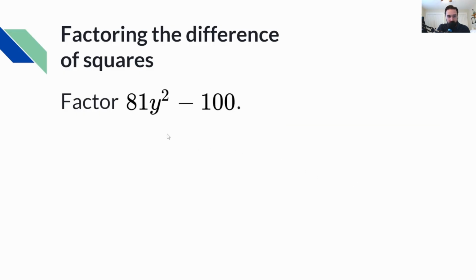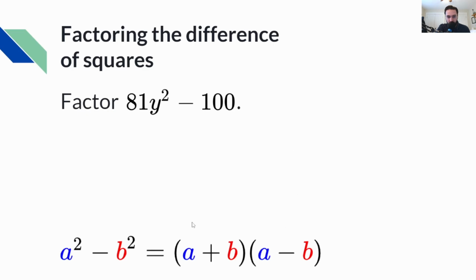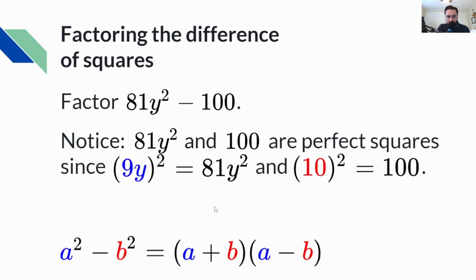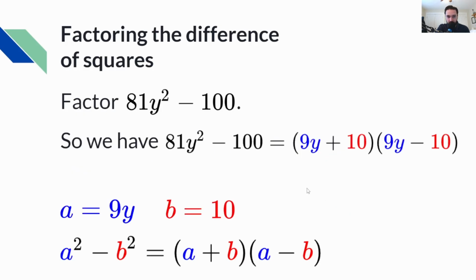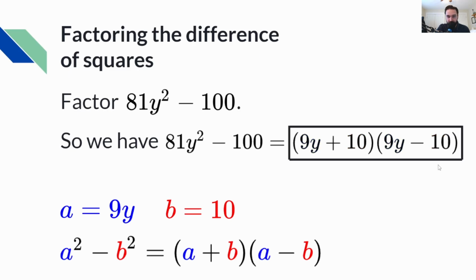Let's do one more. Here we have 81y squared minus 100. We can use the same formula. We notice that 81y squared and 100 are perfect squares because 9y, the whole thing squared, equals 81y squared, and 10 squared equals 100. So a equals 9y and b equals 10. So we have 81y squared minus 100 equals a plus b times a minus b: 9y plus 10 times 9y minus 10. And that's our answer.